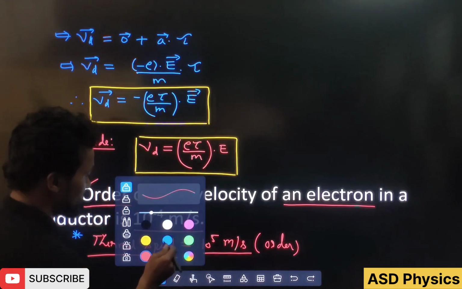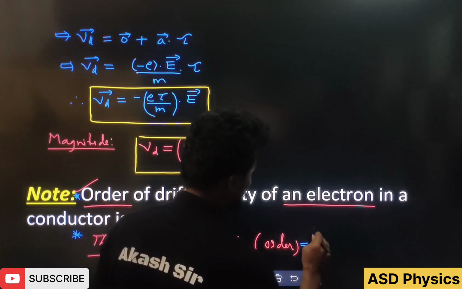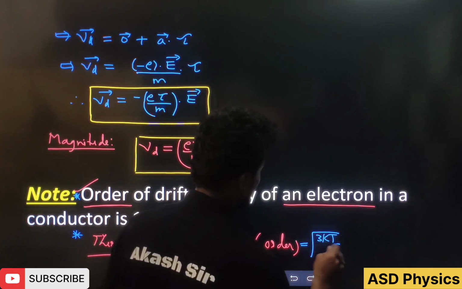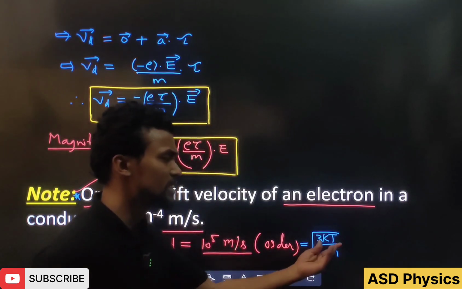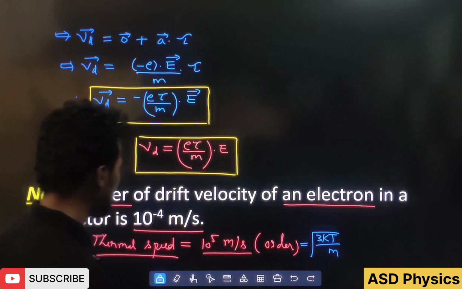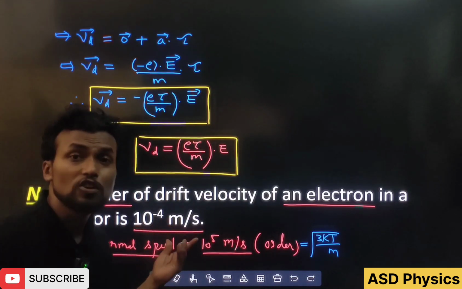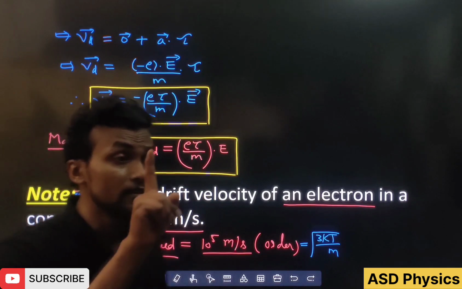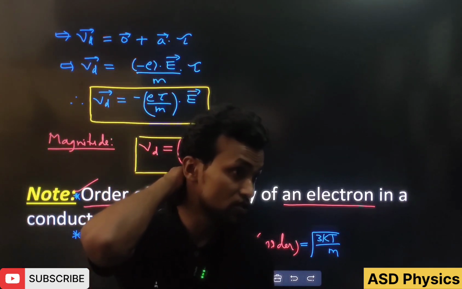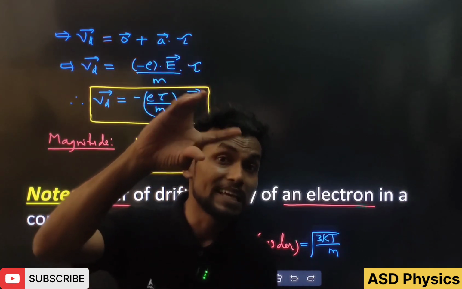Okay, and here you can even remember this formula also. This used to be root 3kT by m. At room temperature you can take T as 300 Kelvin. Okay, but now you may think one thing: if the drift velocity of the electron is very small, then whenever we switch on, any bulb can glow suddenly.